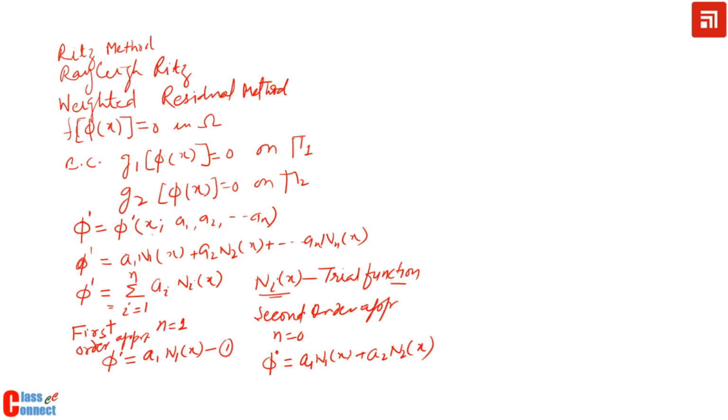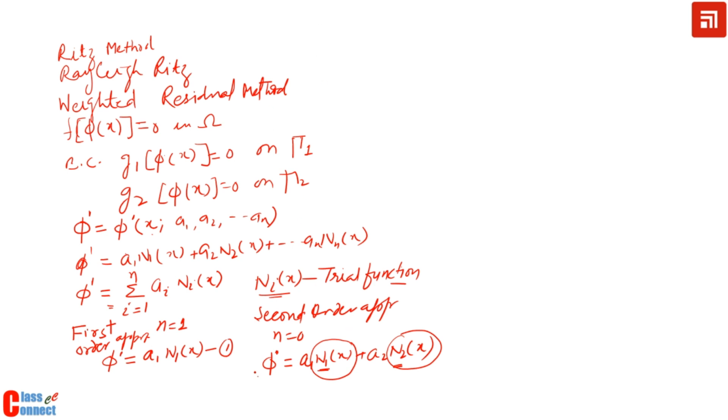So the trial function must be continuous and differentiable up to the highest order present in the governing equation. So if my governing equation is second order, then N1 and N2 should be differentiable up to second order, and it should be continuous. If it is continuous, then only it will be differentiable.